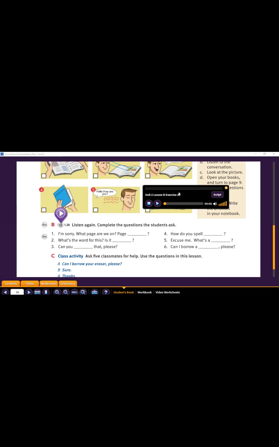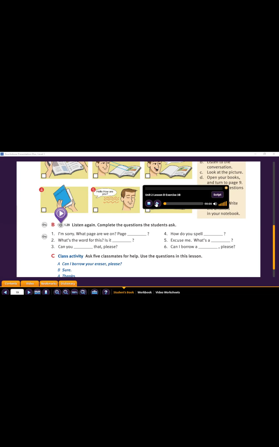Ustedes van a completar la información que le falta aquí, la información que dice el chico en la primera conversación. Aquí le dice, I'm sorry, what page are we on? Page, y le dice aquí un número, entonces le pone ese número que el chico le está preguntando al maestro que si es esa página. El maestro le dice luego que no, que es otra página. Aquí, what's the word for this? Is it, y le pone lo que la chica dice. Can you, that please? Y lo completa con lo que la persona diga.